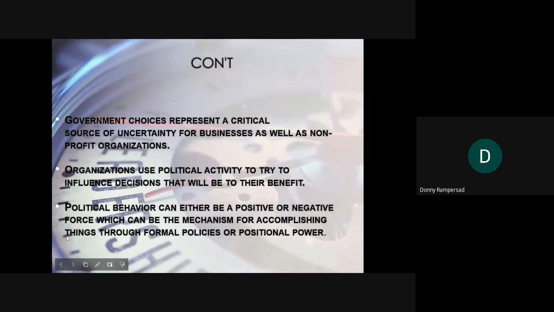Government choices represent a critical source of uncertainty for businesses as well as non-profit organizations. Organizations use political activity to try to influence decisions that will be to their benefit. Political behavior can be either a positive or negative force, which can be the mechanism for accomplishing things through formal policies or positional power. Politics involves activities to acquire, develop, and use power and other resources to obtain desired future outcomes where there's uncertainty or disagreement about choices.